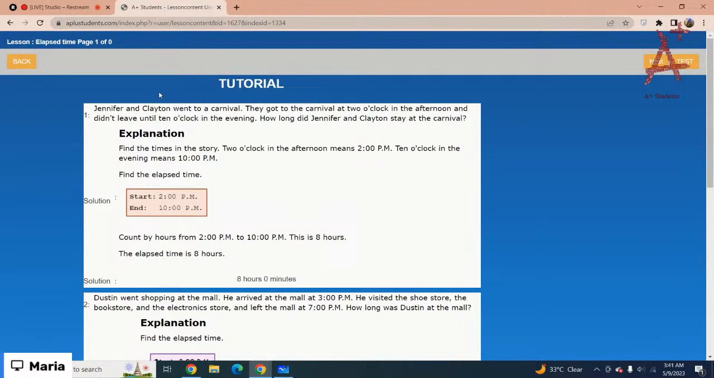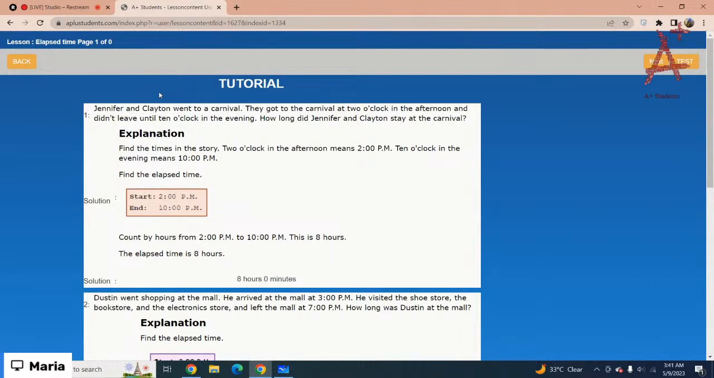So you know the start time and you also know the end time. You need to calculate the time between the start and end time. For this question, they got to the carnival at 2 o'clock. That means the start time is 2 o'clock. And they didn't leave until 10. That means the end time is 10 o'clock. So you have to count by hours from 2 till 10.